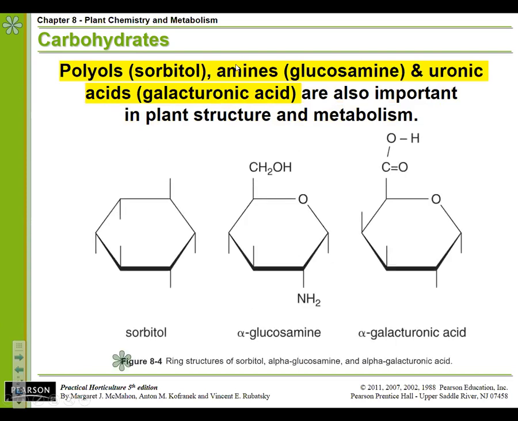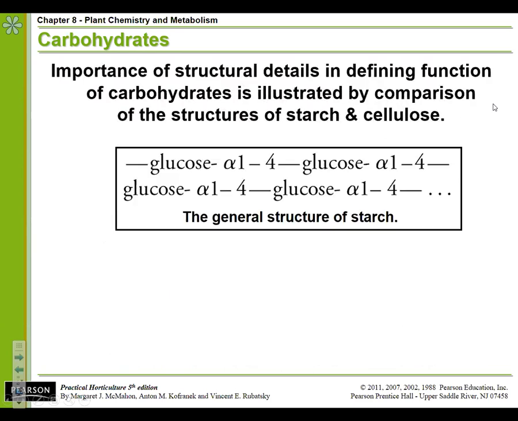We've got polyols, amines, and uronic acids. They're also important in plant structure and metabolism. Again, these are just different chemicals that are involved in the different structures of metabolites, the precursors to make the different chemicals.